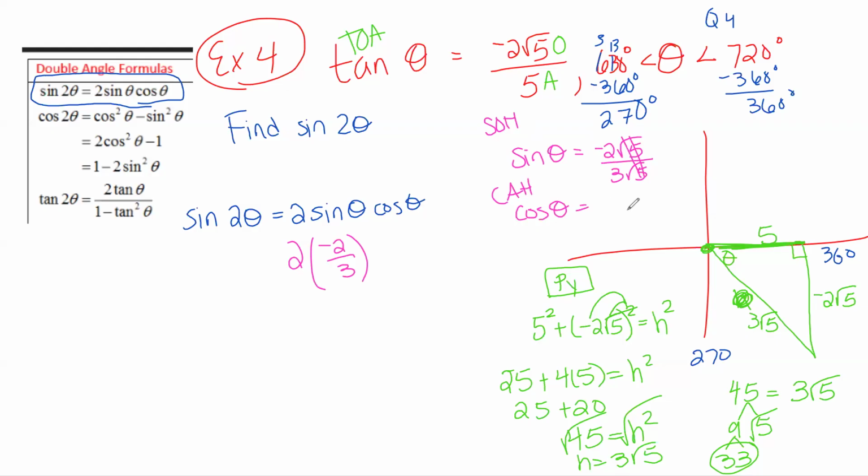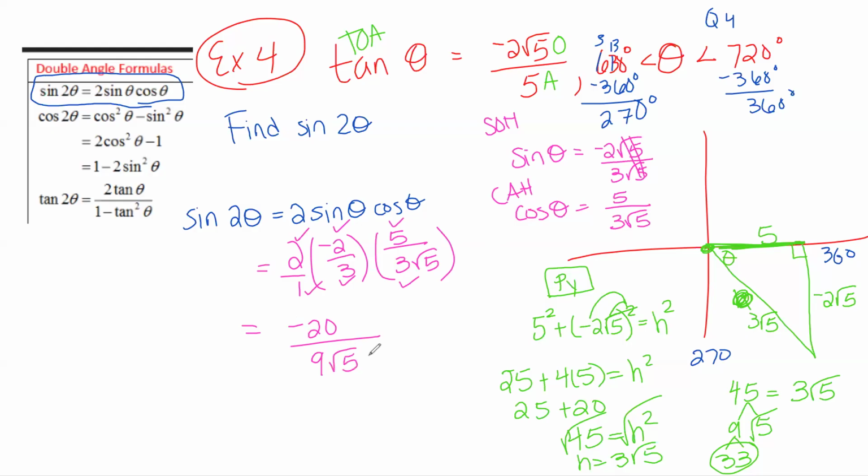Okay, now we need cosine. Cosine is CAH, so adjacent from theta is 5, and hypotenuse is 3 root 5. So it's okay to keep the root in the bottom for now, because that's not our final answer. Okay, now I'm overworking the pink. 2 times negative 2 times 5. So negative 20. 1 times 3 root 5. So 3 times 3 is 9 root 5.